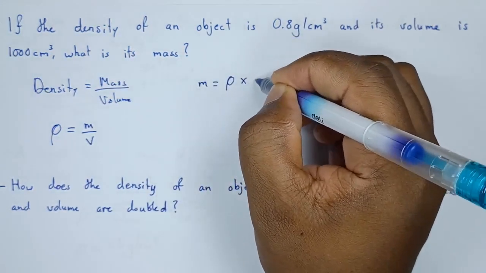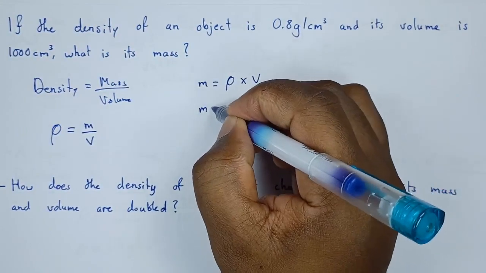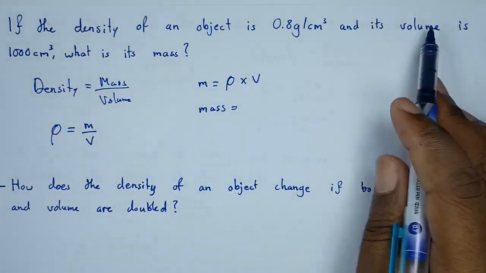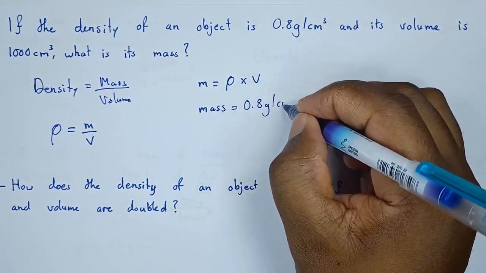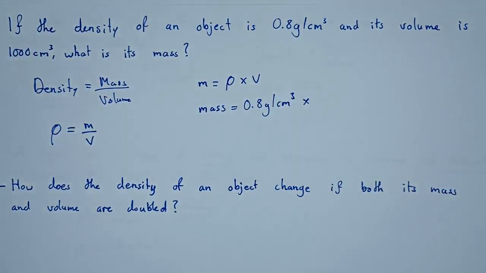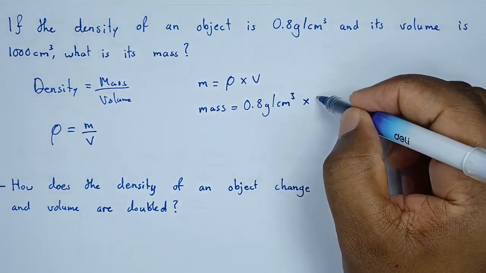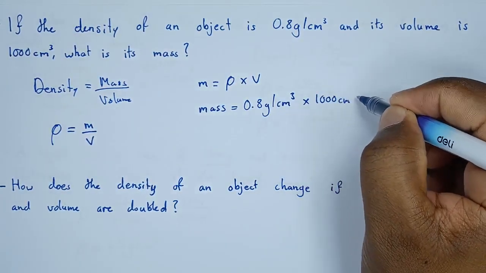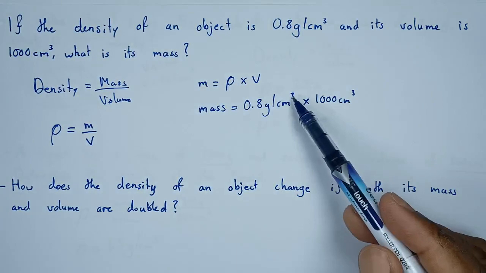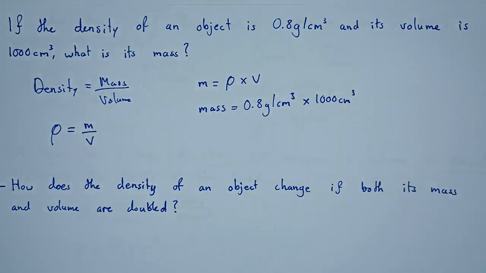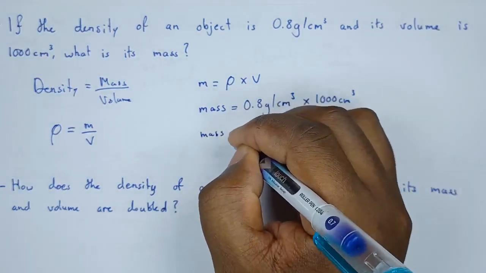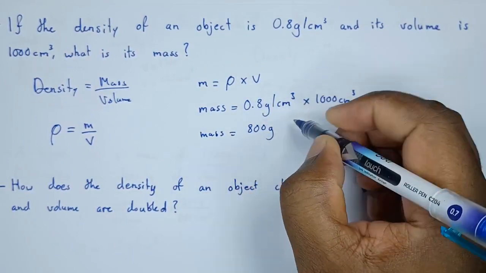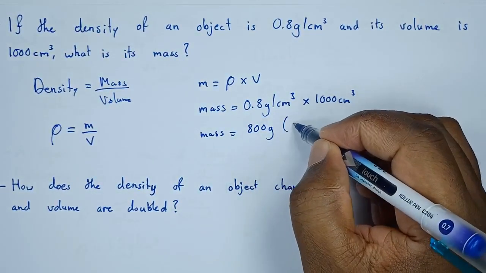So the mass in this case will be equal to the density given, 0.8 grams per cubic centimeter, multiplied by the volume, which is 1,000 cubic centimeters. We can see that the units for volume will simply cancel out and remain with a gram. So 1,000 multiplied by 0.8, and we're getting 800. So the mass in this case will be 800 grams, which is the same as 0.8 kilograms.